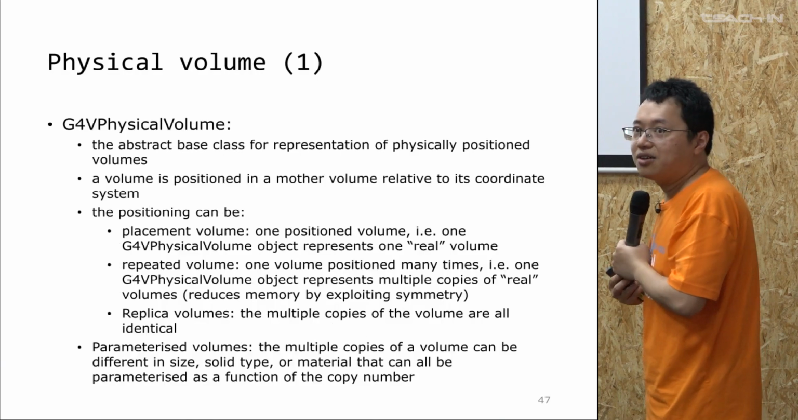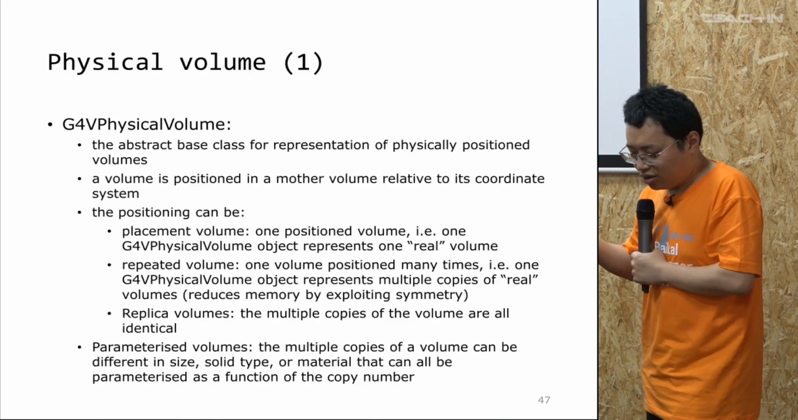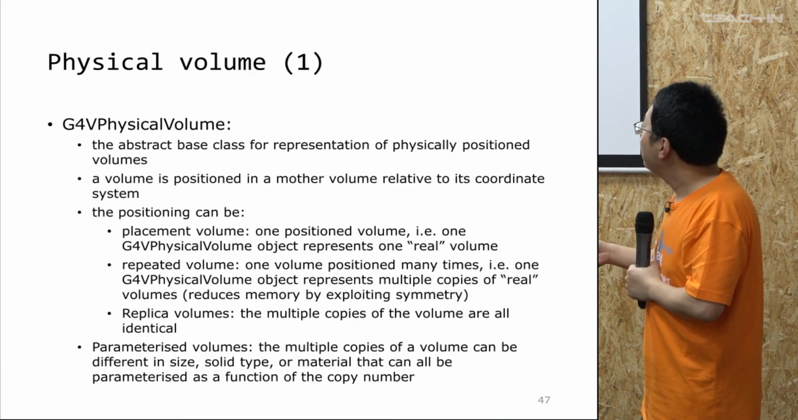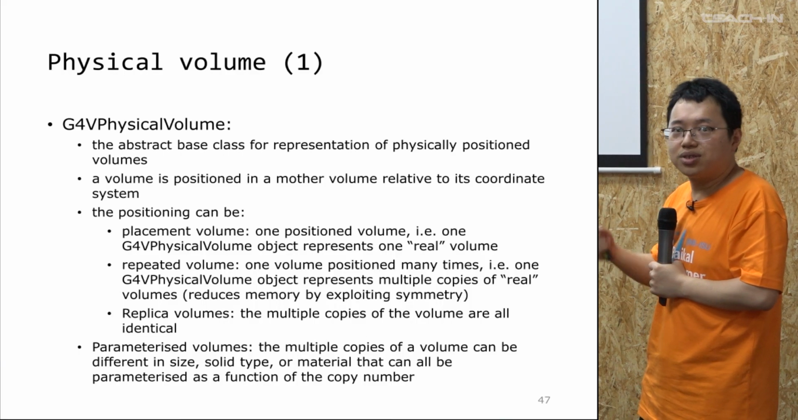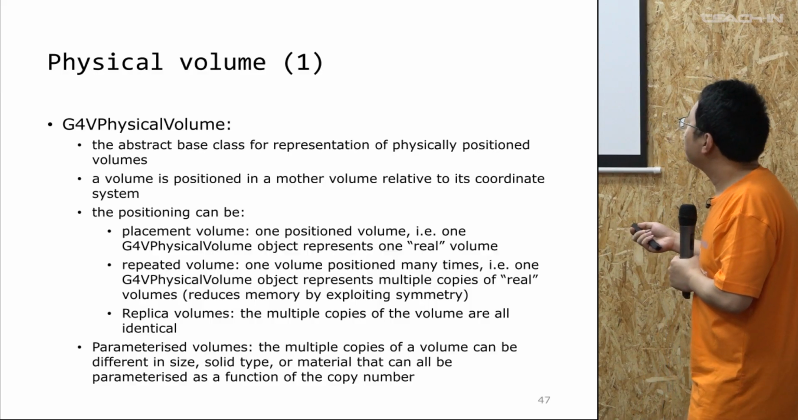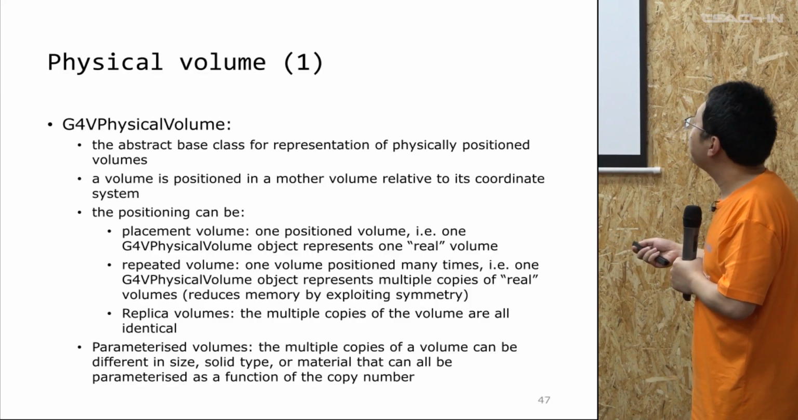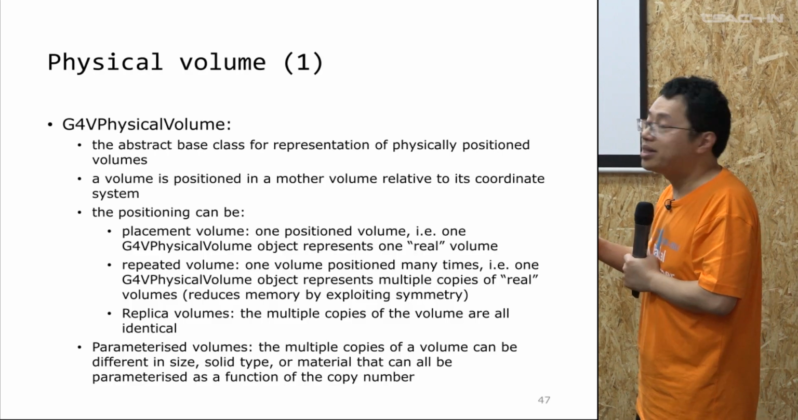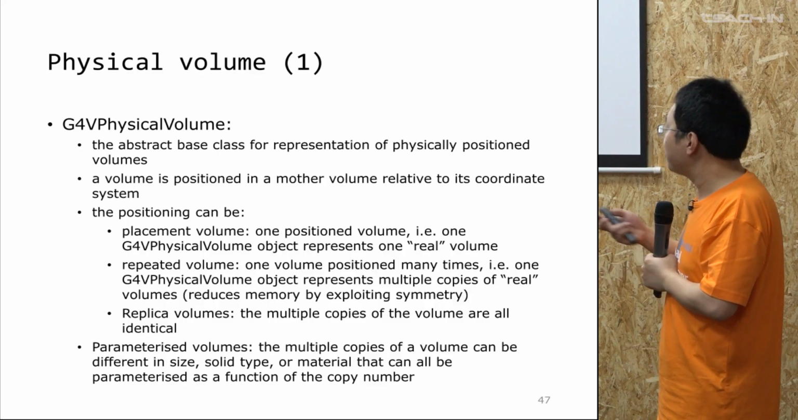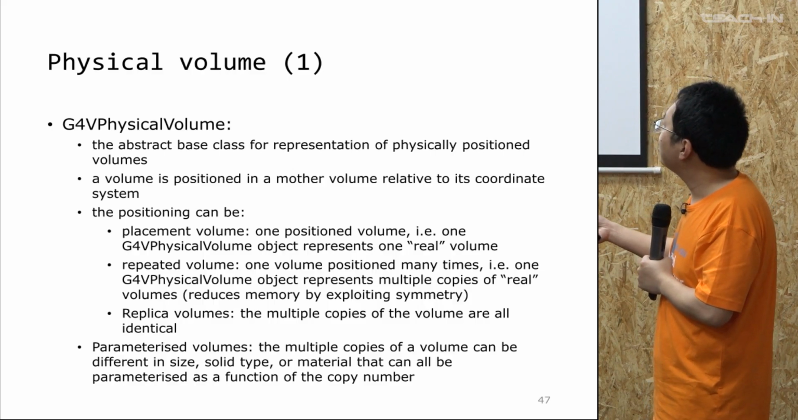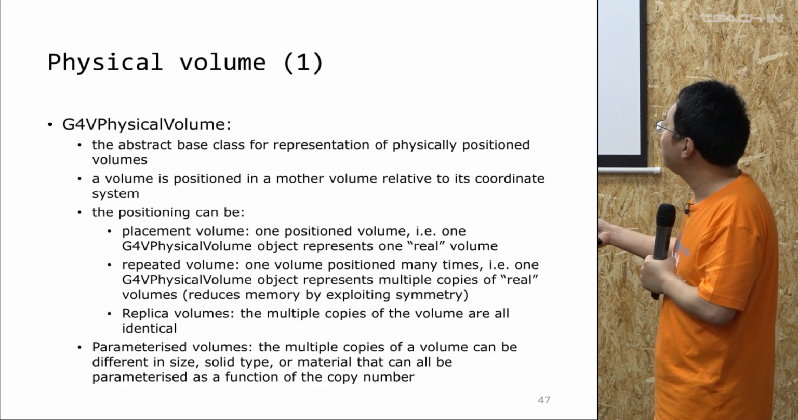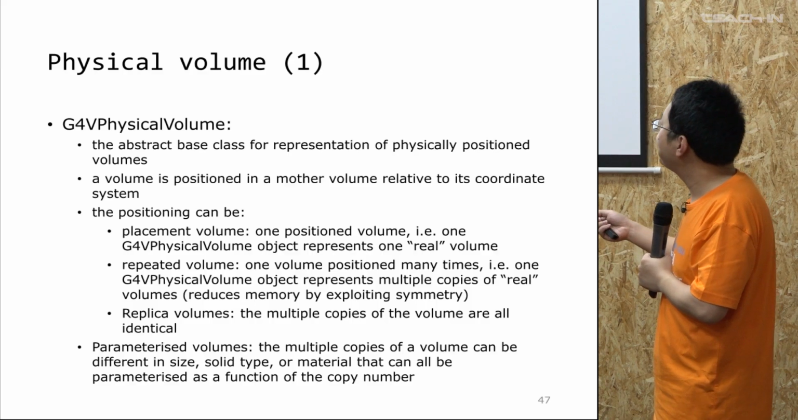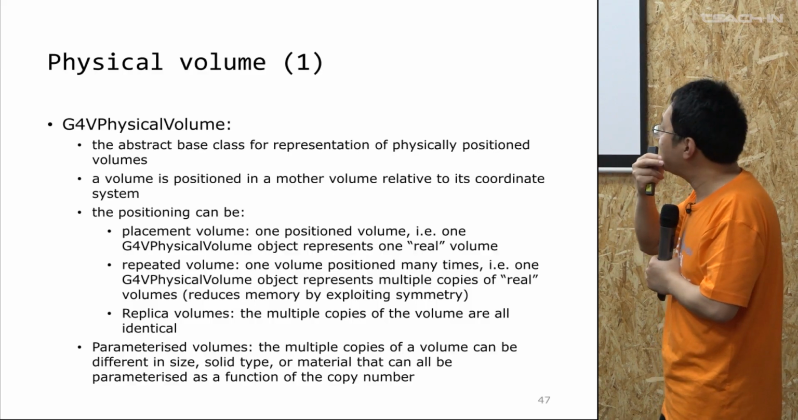And then for the physical volume, because the logical volume is not placed into its mother volume, the physical volume is used to do these things. So this is how in Geant4 the volumes are placed. They can be implemented in different ways. That's why Geant4 uses a so-called base class, an abstract class, the G4VPhysicalVolume, and then you can see there are different implementations.